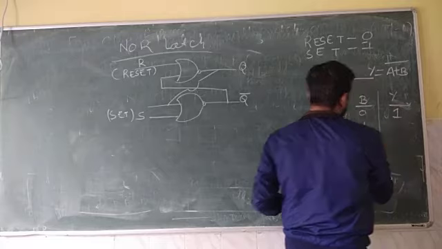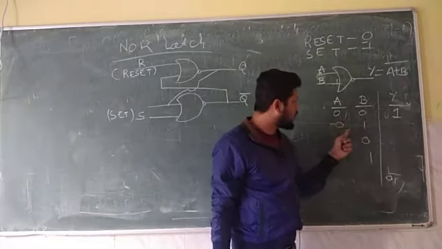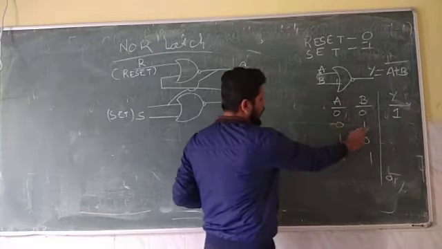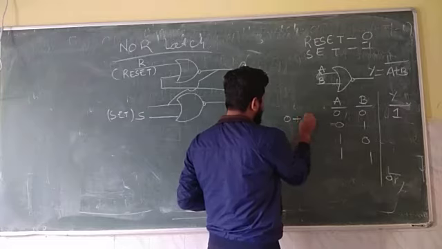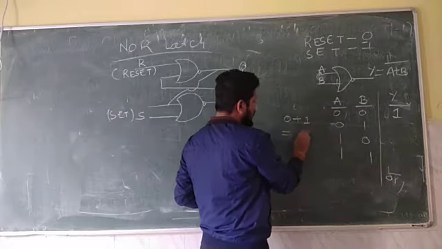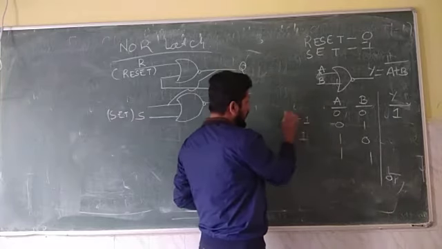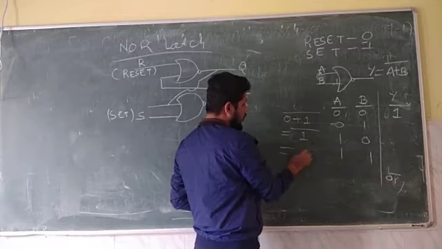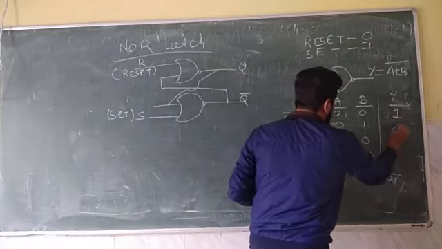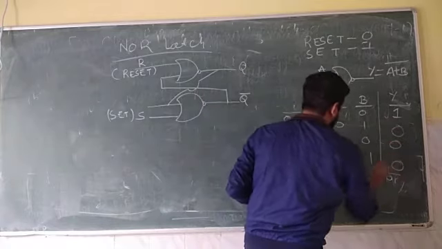In all other cases the output is 0. First we have to calculate 0 OR 1, which is 1. So you have to take its complement, and the complement of 1 is 0. So in all the other remaining cases we will have 0.